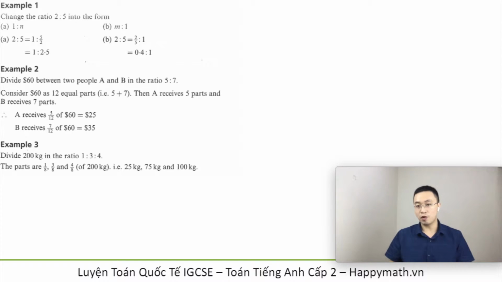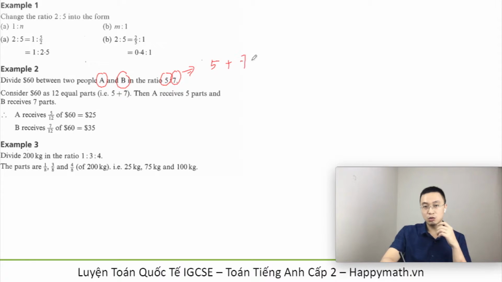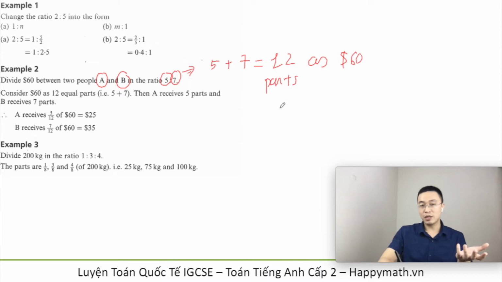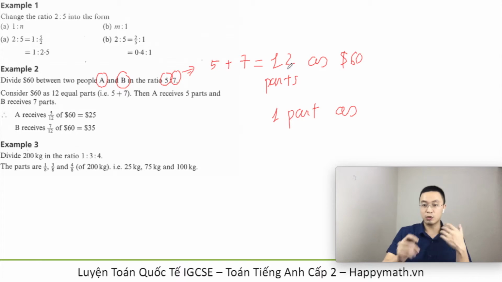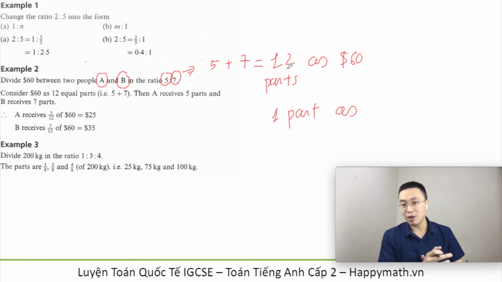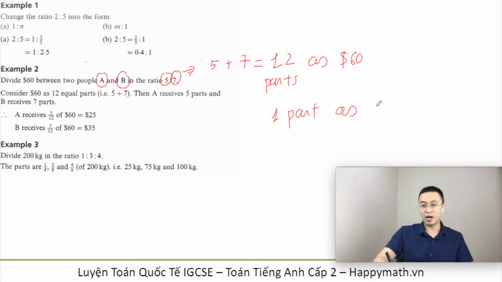Example 2, the new form for the ratio. Divide $60 between two people A and B in the ratio 5 divided by 7. 5 divided by 7 means A corresponds to 5 and B corresponds to 7. From the 5 over 7, you can imagine that you have 5 parts for A and 7 parts for B. It means the total is 12 parts. The total here has to equal $60, so $60 is 12 parts. I want to figure out how many dollars one part equals. So 60 divided by 12 parts, and you get $5 for one part.